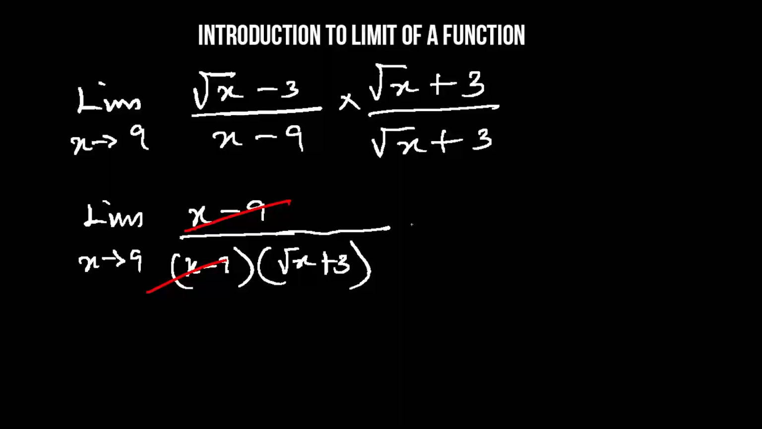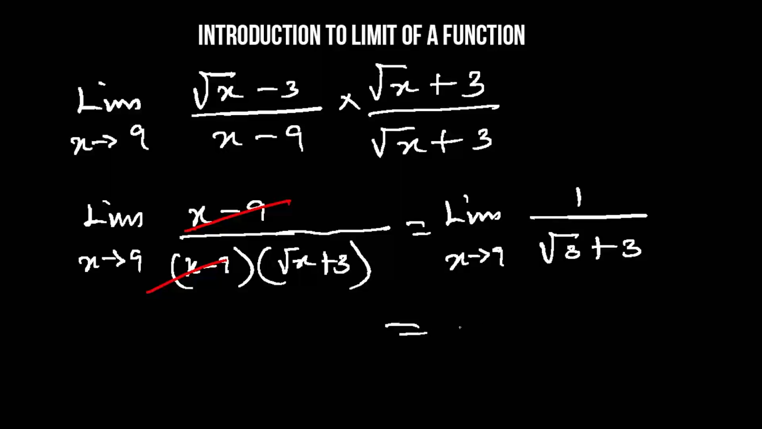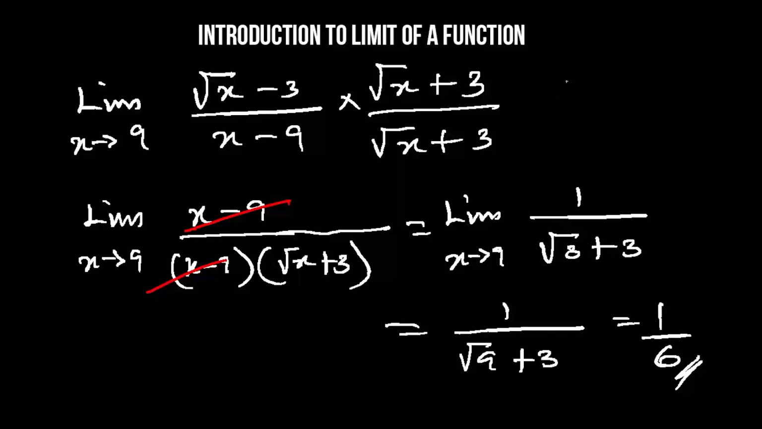Then you have that the limit as x tends to 9 of 1 divided by the square root of x plus 3. That will give us 1 divided by the square root of 9 plus 3, and that will be 1 over 6. I hope we got this now. So this limit of root x minus 3 divided by x minus 9 is absolutely 1 over 6.